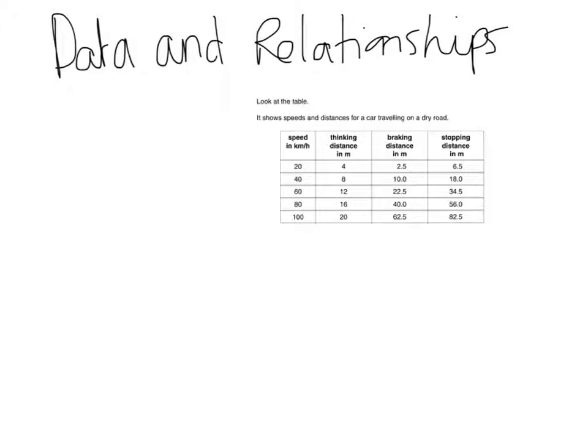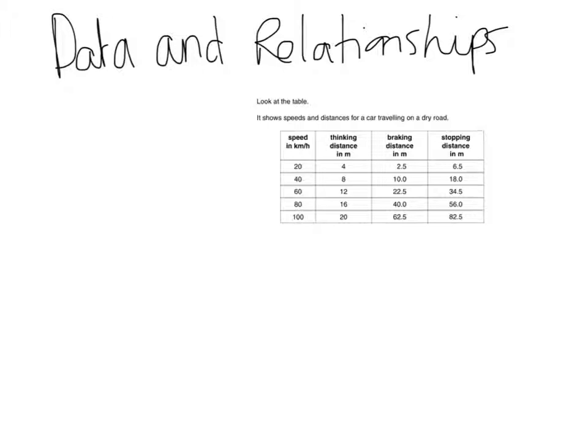We can also say that it's proportional, because if I double the speed from 20 to 40, I double the thinking distance. If I double the speed from 40 to 80, I double the thinking distance. Let's have a look at the braking distance and see what relationships we can see there. Again, it increases. But if I double the speed from 20 to 40, what happens to the braking distance? What factor does it go up by?